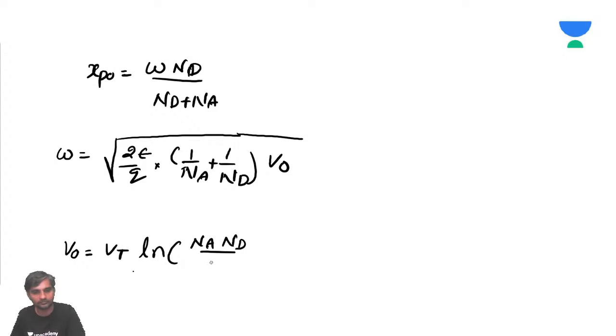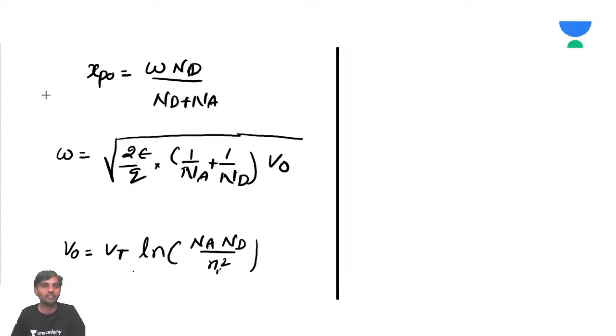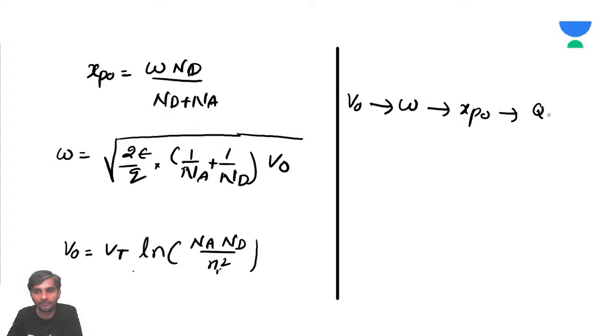Na square. So now what we need to do, sir? First we need to calculate V naught. From V naught we'll get W. From W we'll get XP naught. From XP naught we will get the value of Q plus by A.